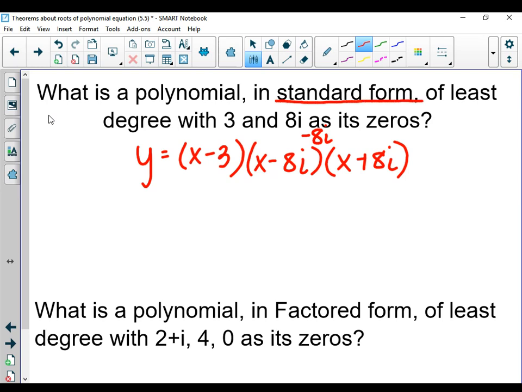But they said in standard form. So go ahead and multiply that out. Remember, do your imaginary numbers first, and then multiply it to your x minus 3. Right? Multiply your imaginary numbers first, then multiply it by your x minus 3.